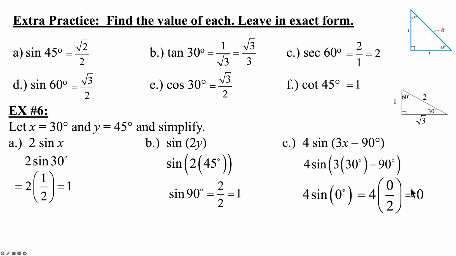So that's how I get kind of sneaky using my 30, 60, 90 triangles with zeros and 90s. All right, that wraps up 1.4.